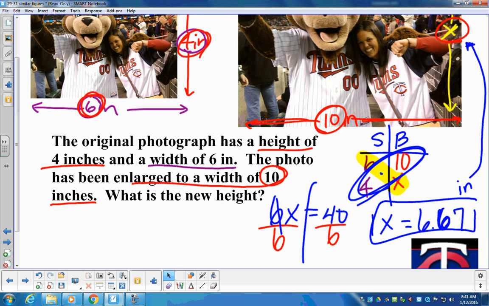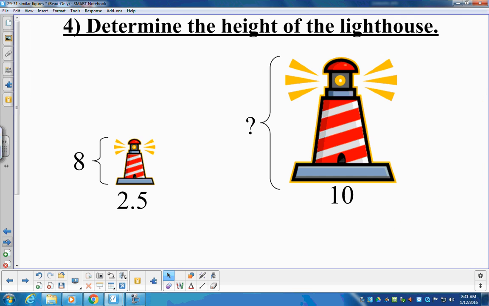Okay, moving on. What's the next box say? Lighthouse. You're going to go ahead and find the height of that lighthouse. Go. Everybody's working. Find the height of the lighthouse. The big and the small. Find unknown parts. Cross products.